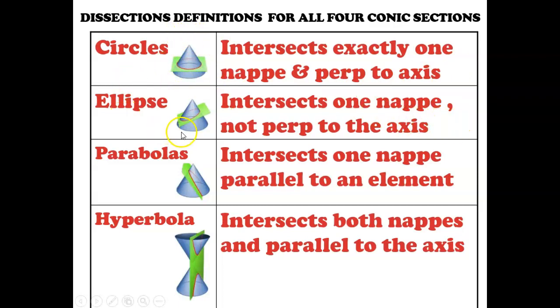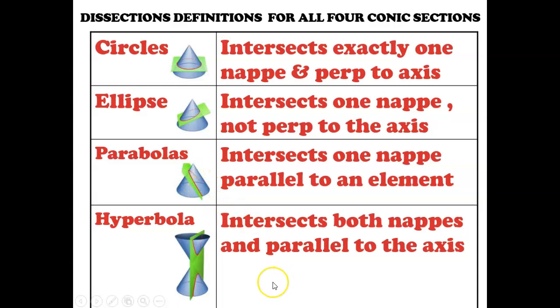An ellipse, also going through one nappe, is going to cut through the cone at a diagonal and doesn't go through the base. So it intersects one nappe and it's not perpendicular to the axis. A parabola is also one nappe. It goes at an angle, but it goes through the side all the way down through the base at the bottom. So it intersects one nappe and is parallel to the element. The element is the outside, so you can see the parallelness of this with the parabola in here.